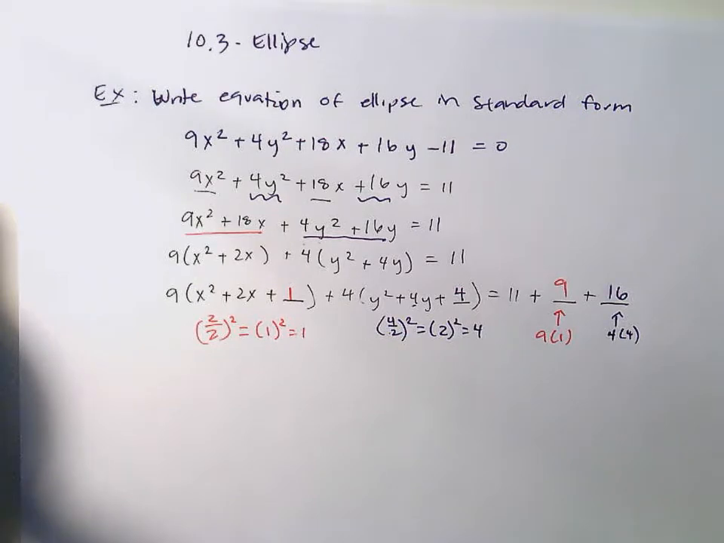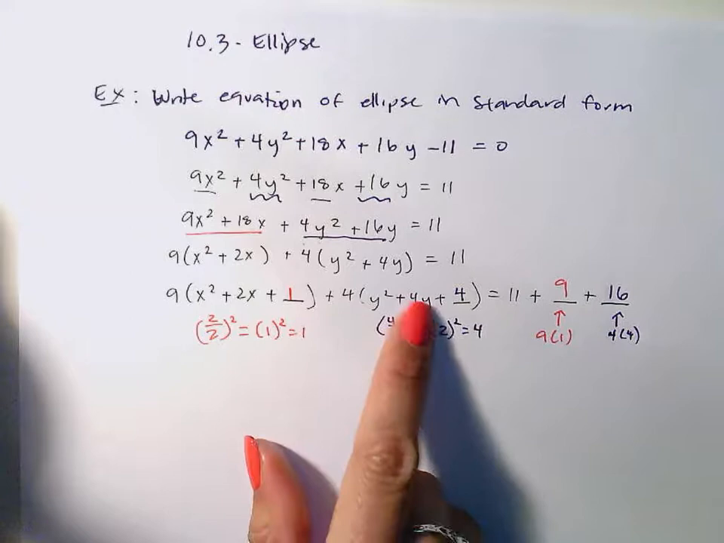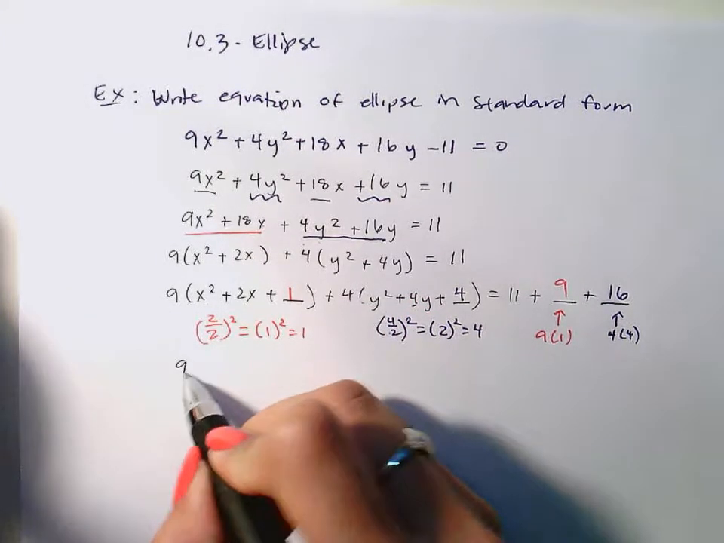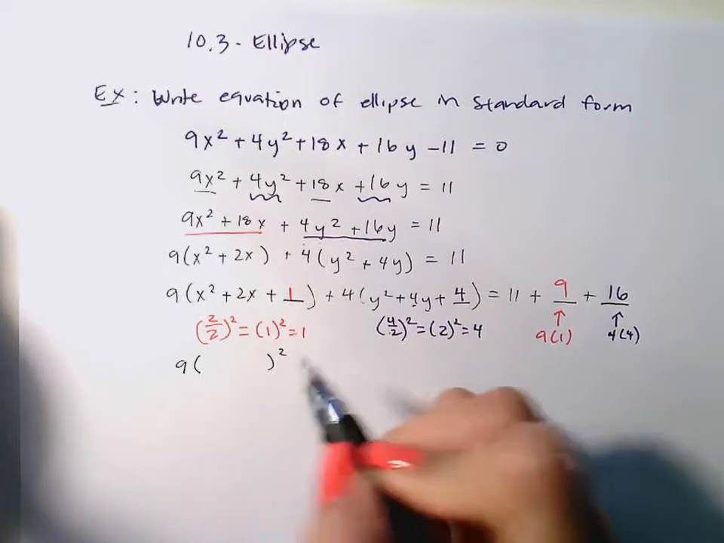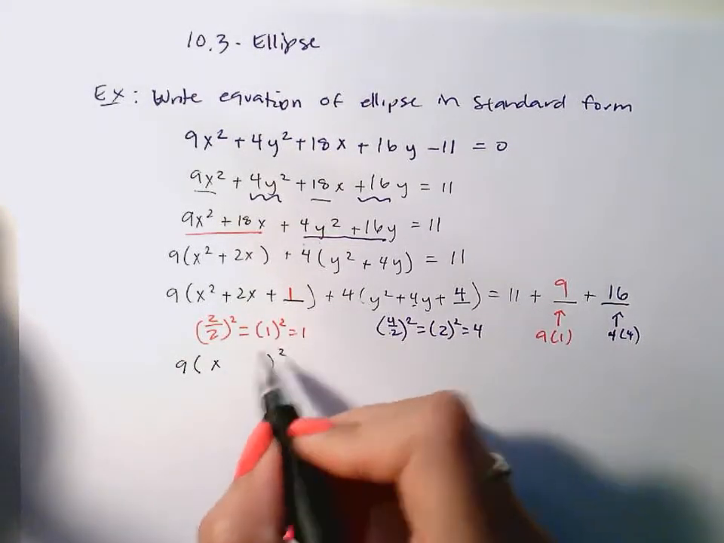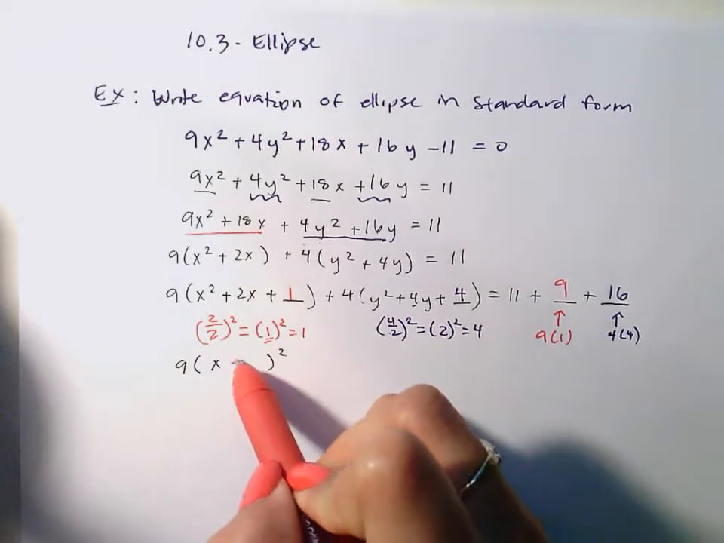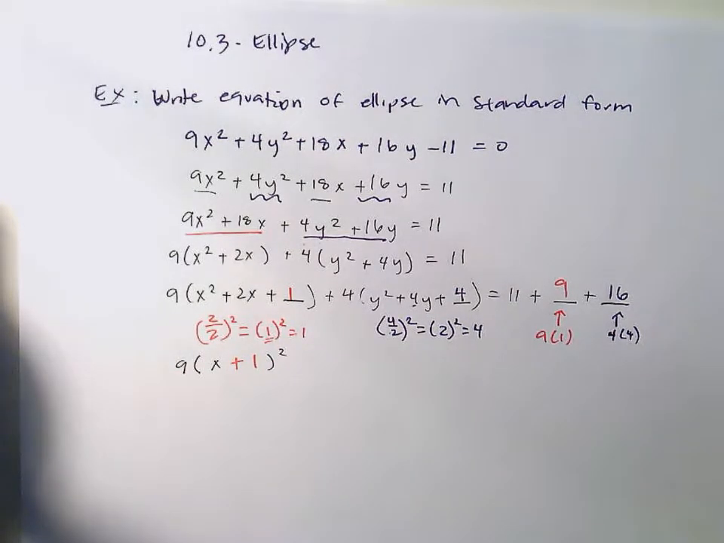And we're going to go ahead and simplify the right side, and we're going to complete the square for the x's and also for the y's. So on the x's, we get 9 times a quantity with an x that's being squared, and in these parentheses, we're going to put this positive 1. So we're going to put a plus 1.